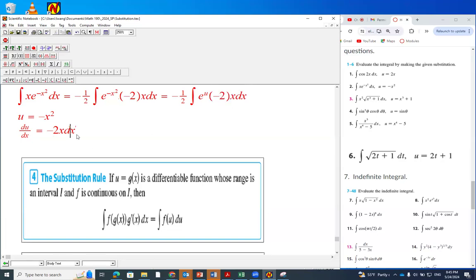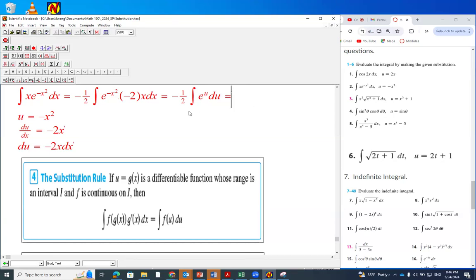Oops, I made a mistake here. This is a negative 2x. I should write one more step: du equals negative 2x dx. Forgive me. So negative 2x dx, that's du. So I'm going to replace the whole of it with du.